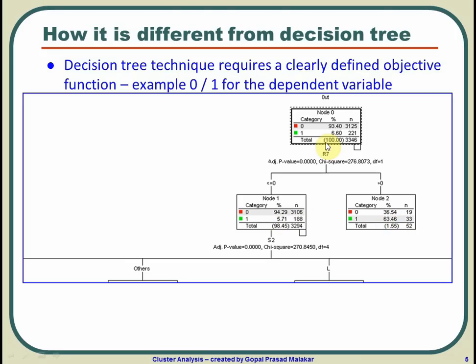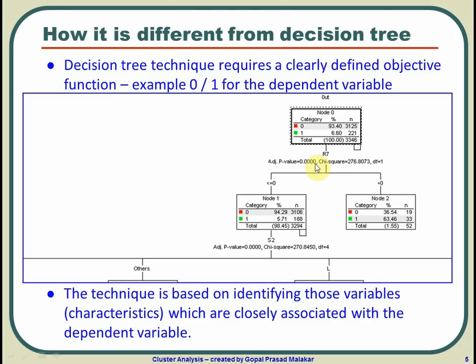So what you are trying to do is create a group which has as differentiable a dependent variable rate as possible. So differentiate a responding rate. This is all you are trying to find out. It's based on which are the variables which are closely associated with the dependent variable. Your whole purpose is: how can you explain the dependent variable better?